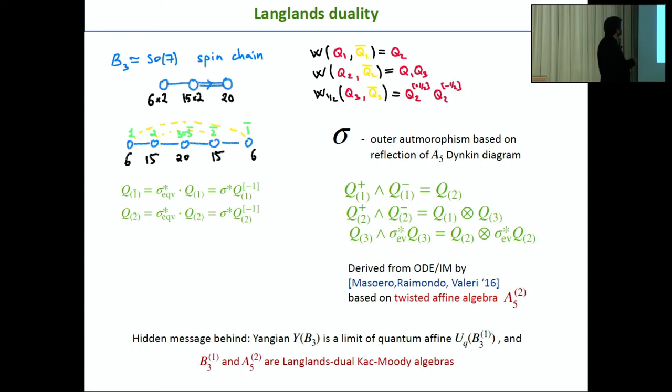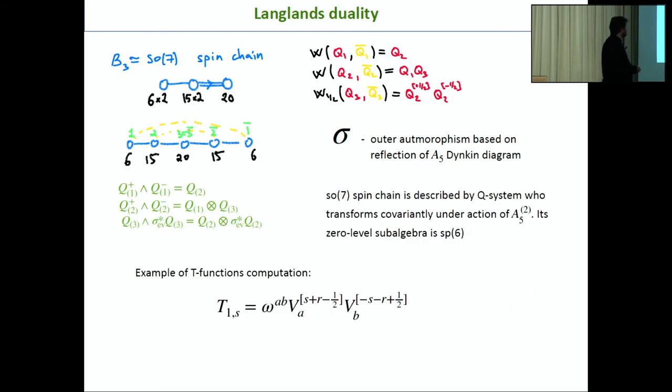But also notice that this is a six-dimensional representation. It has nothing to do with the seven-dimensional representation. So it's actually a six-dimensional representation. When you follow this diagram, it's not B3, it's actually C3, which is symplectic. So just for fun, the Q function on this node happens to be in a representation of SP6. So the transfer matrix in the vector representation of SO7 is given by a Q function in the six-dimensional representation of the symplectic group, a completely different group. And this is a symplectic structure, an antisymmetric form now, not symmetric.